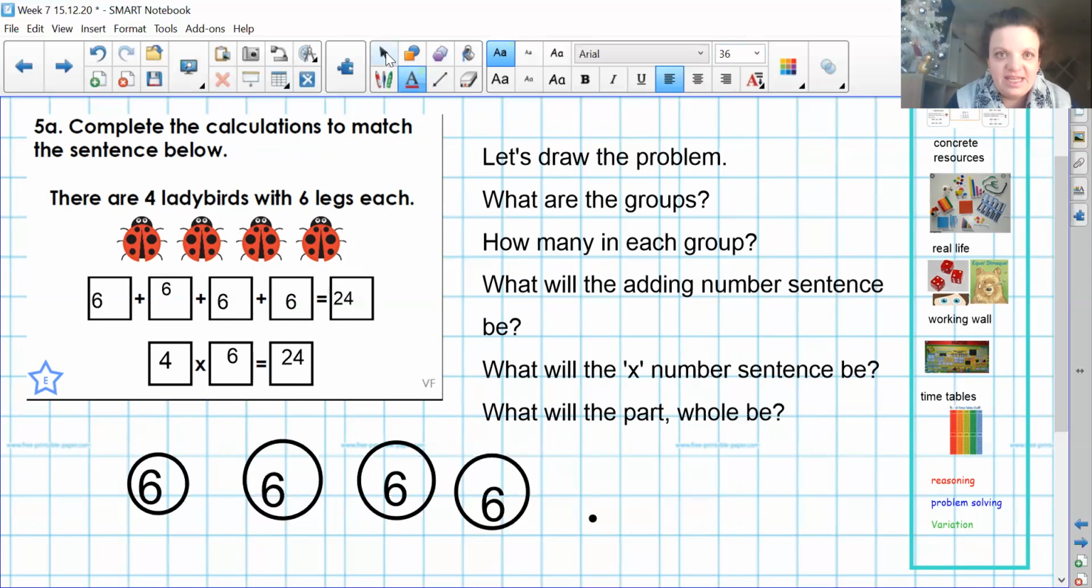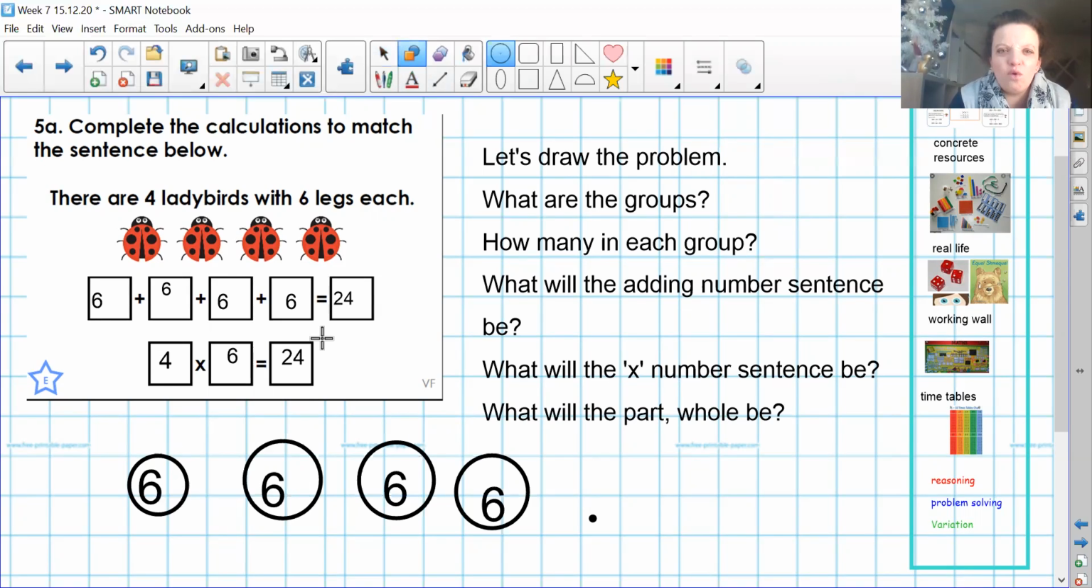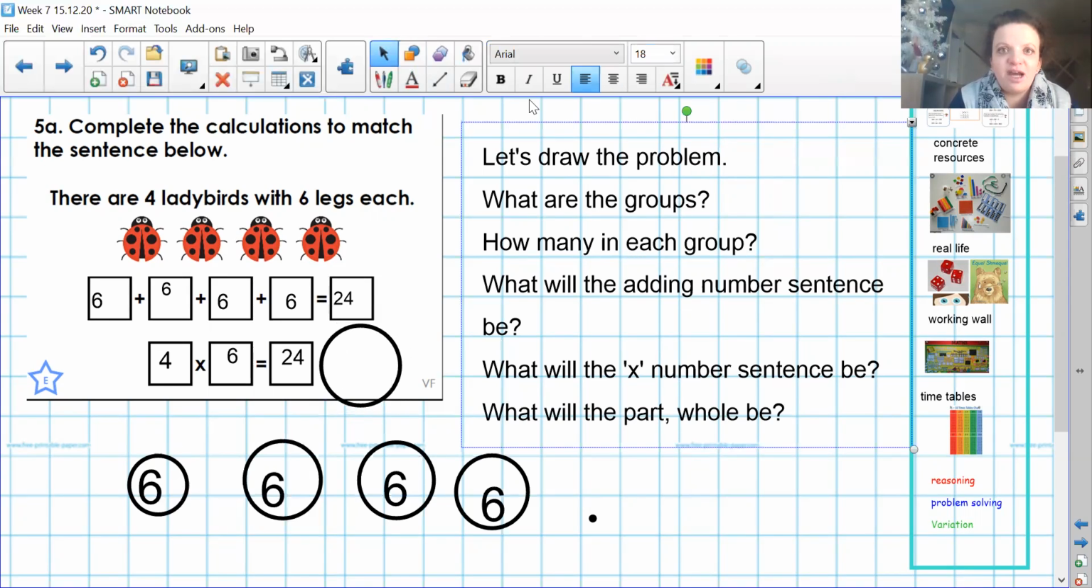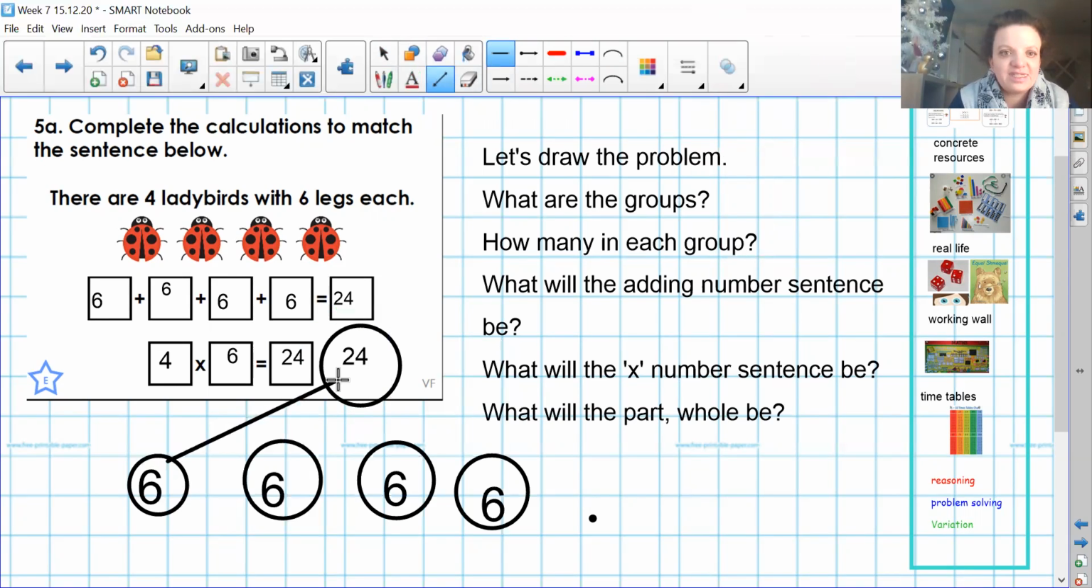Now I'm going to use these down here as my part whole. So how many parts have I got? Well, remember my parts are how many groups I've got. So I've got 4 parts because I've got 4 groups. What will my whole number be? So my whole number, I'm going to just draw it up here, will be my total. And what is my total number I've got today? I have got 24. So 24 is going to go in here. And then I've got my 4 parts, all that makes 6, like that.